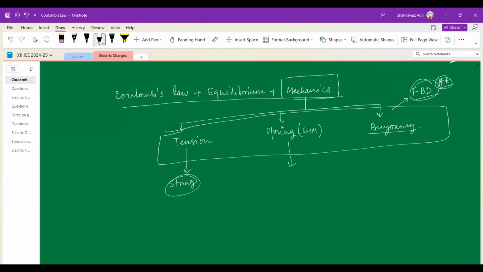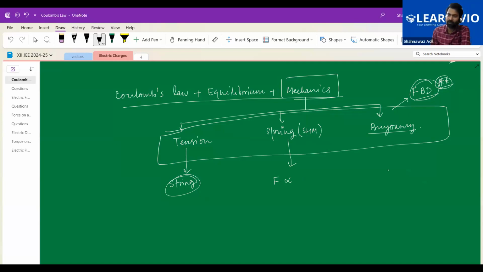SHM, in SHM, what will you have? In SHM, the force would be directly proportional to what? Do you remember this thing? What would be the force in a spring? The spring force will be directly proportional to.